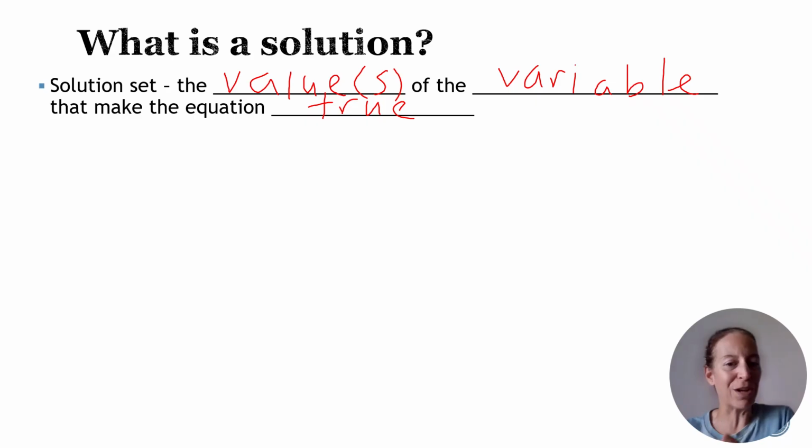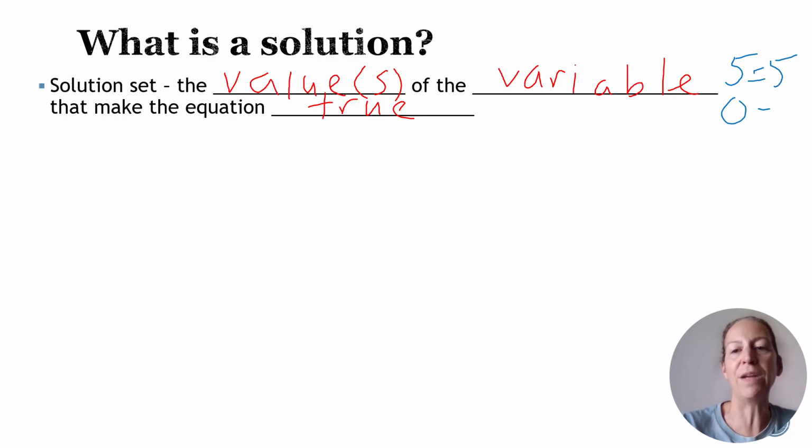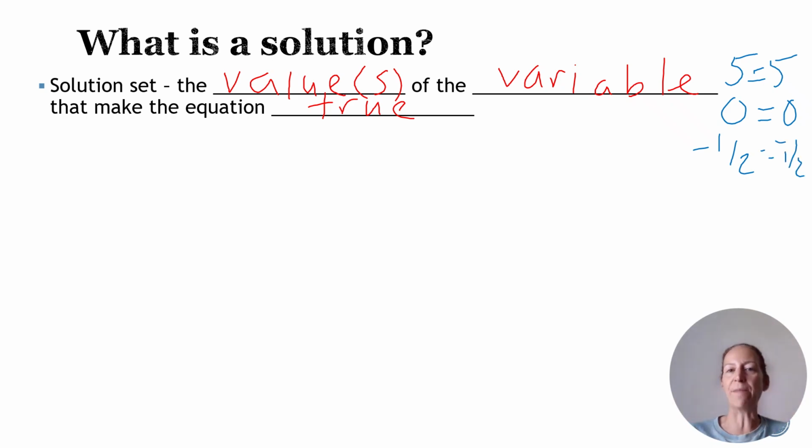Now, what does it mean for an equation to be true? Just this. A true statement is something like 5 equals 5, or 0 equals 0, or negative 1/2 equals negative 1/2. Okay, those are all true statements. So when you take the value that you have, you plug it back into the equation. If you get something that looks like that, then that is a solution. A false statement would be something like 0 equals 5 or 4 equals negative 4. Okay, those are not true. Those would be false. So this is what we're looking for, and I want you to hang on to that.